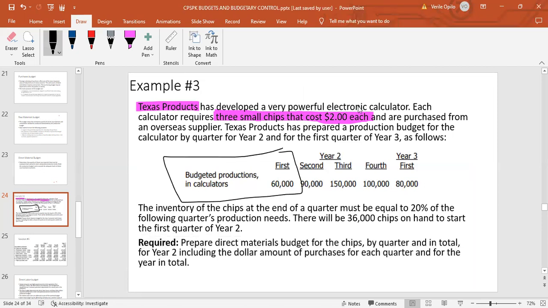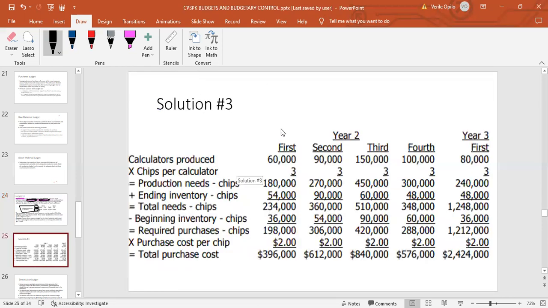So remember, we are producing a calculator, and each calculator requires 3 small chips, and each chip costs $2 each. So let's first look at how many chips are required for this first quarter, which requires 60,000 calculators to be produced. So we come here and look at the first quarter.